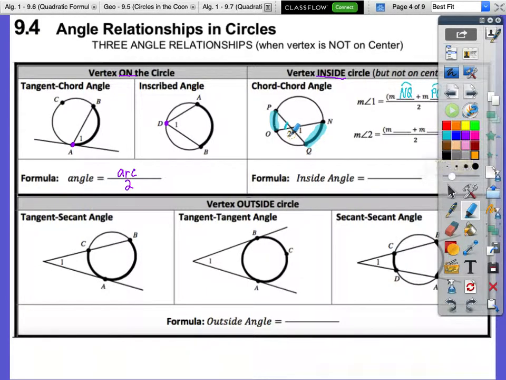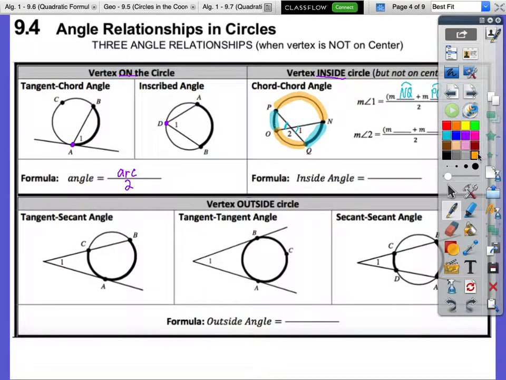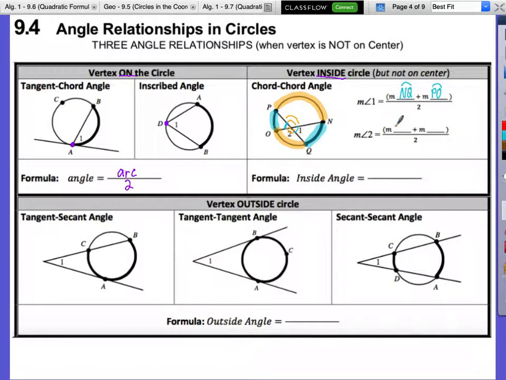So to figure out the measure of angle 2, which two arcs are we going to add together? Nick? OQ, P, N. Okay. Measure of arc OQ, its own intercepted arc, as well as the measure of arc PN, its vertical angle's intercepted arc. Okay. So once again, OQ and arc PN. We add them together and then divide by 2.